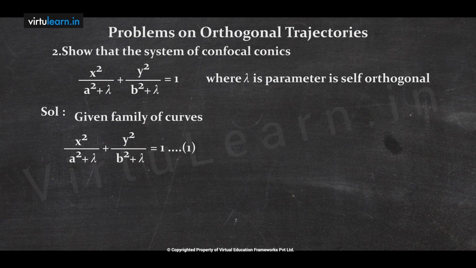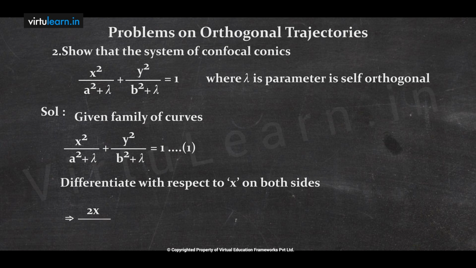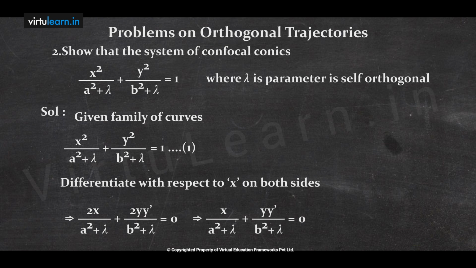Please observe this. Differentiating with respect to x on both sides, the differentiation of the first term x square is 2x by a square plus lambda, which is a constant, plus the differentiation of y square is 2y y dash by b square plus lambda equal to 0. Differentiation of the constant is 0. Now take 2 common and send that side, the equation becomes x by a square plus lambda plus y y dash by b square plus lambda equal to 0.